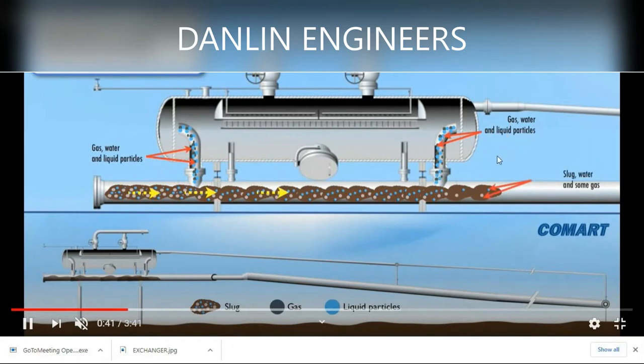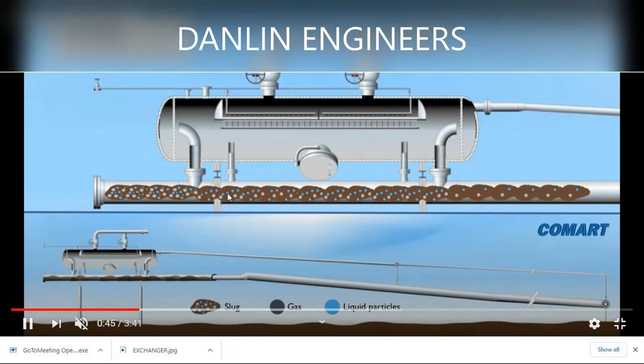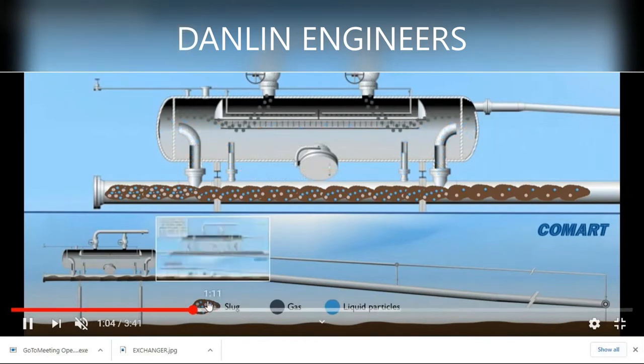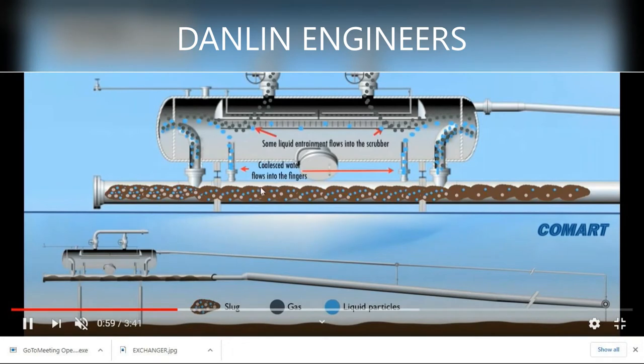Only the water, liquid, the remaining things, the slug, and the sand will be deposited here. The fluid water will be coming inside, and the gases will go through these nozzles, gases alone, with the scrubbers. There is a scrubber inside, the gas is separated and goes to the top nozzle. You can see, right?